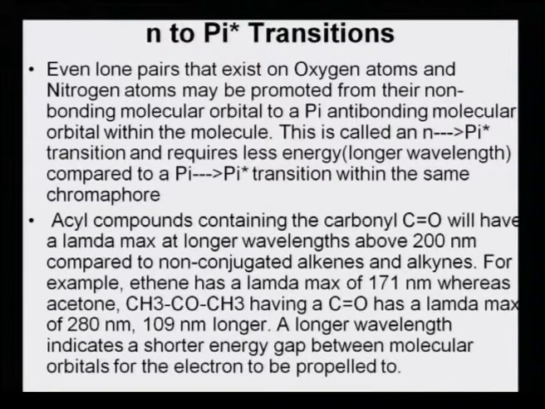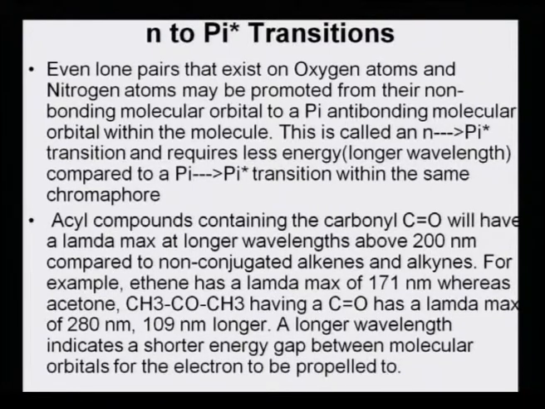Acyl compounds containing the carbonyl C=O will have a lambda max at a longer wavelength, above 200 nanometers, compared to non-conjugated alkenes and alkynes. For example, ethene has a lambda max of 171 nanometers, whereas acetone, which is CH3COCH3 having a C=O, has a lambda max of 280 nanometers. So there is a difference of 109 nanometers; it is longer by 109.